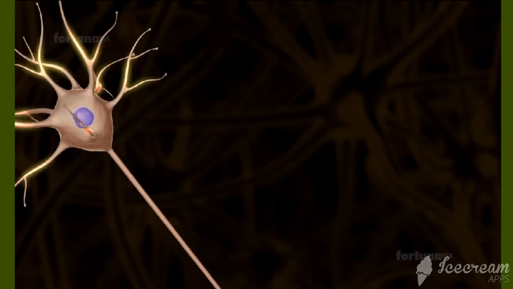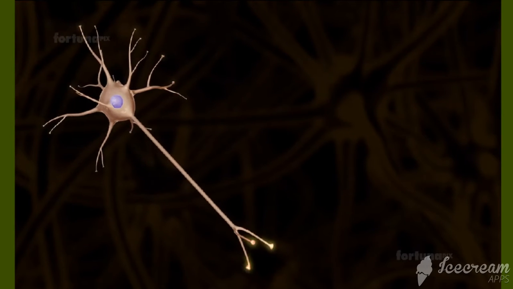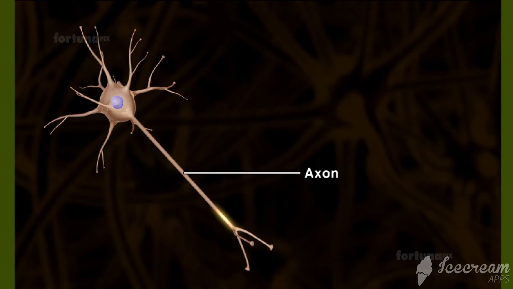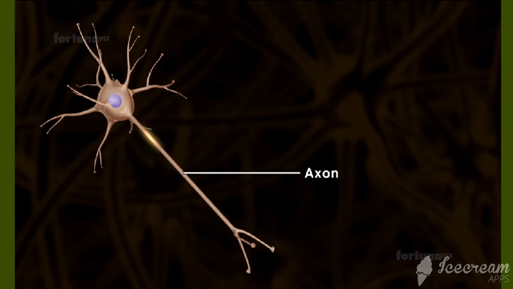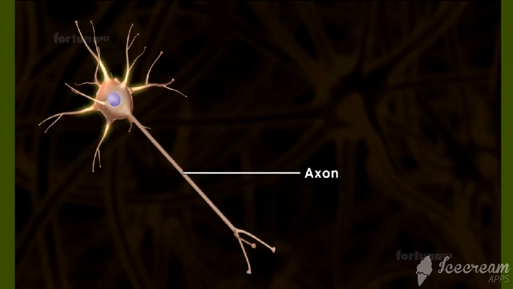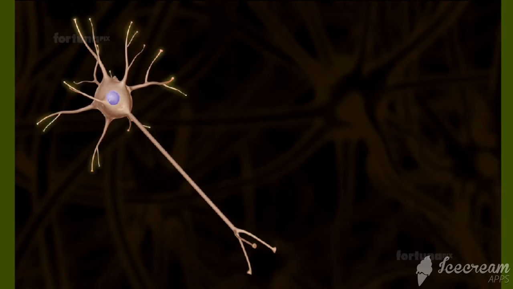Each neuron has one long, thicker extension known as the axon extending from the cell body. Axons carry the impulses away from the cell body and to the dendrites of other neurons.